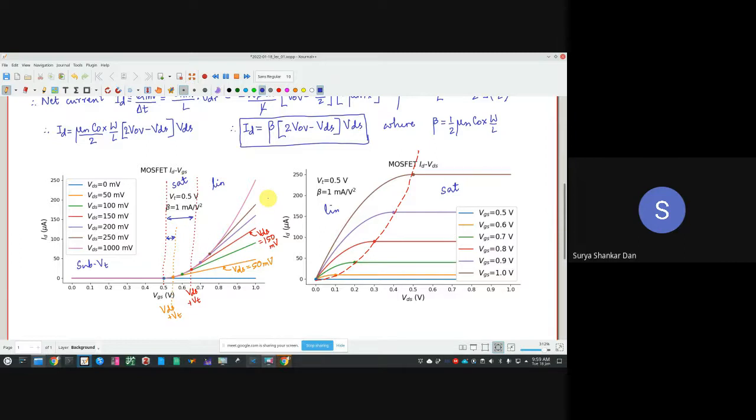In the next class, we will begin with the understanding of these characteristics, and then we will proceed for the circuit operations of the MOSFETs. Okay, that's all for today.